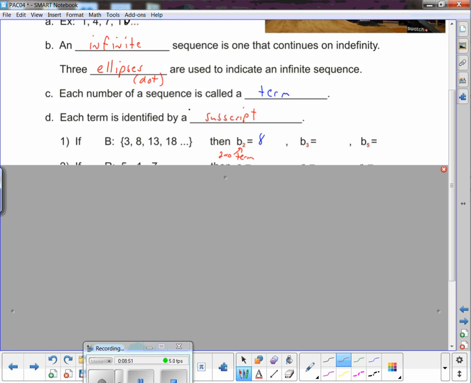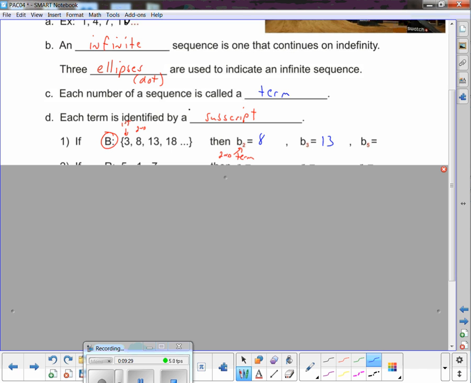So let's go back to the sequence. Remember, the 3 is the first term. The 8 is the second term. I want the second term, B sub 2. Give me the second term of the B sequence. So Christina, do B sub 3 for me. What is the third term of the B sequence? Correct. They go in order. The first term is the first one listed. The second term is the second one listed. The third term is the third one listed.